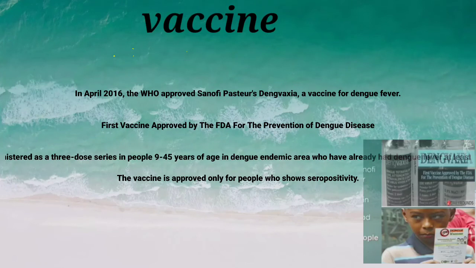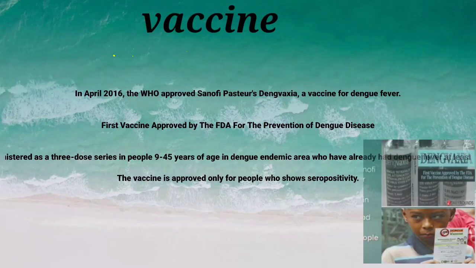Now, moving next toward the vaccine for this disease. In April 2016, WHO, which stands for World Health Organization, approved Sanofi Pasteur's Dengvaxia, which is a live recombinant tetravalent vaccine for dengue fever. The vaccine can be administered as a 3-dose series in people of 9 to 45 years of age who live in areas where dengue is endemic.